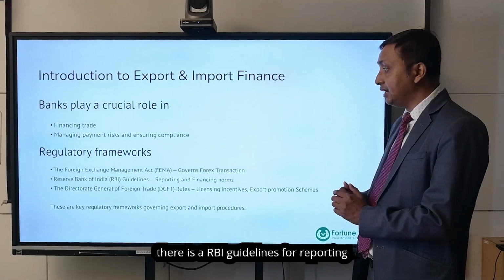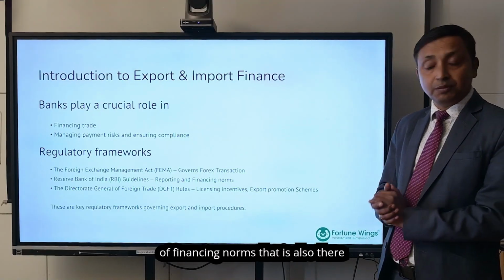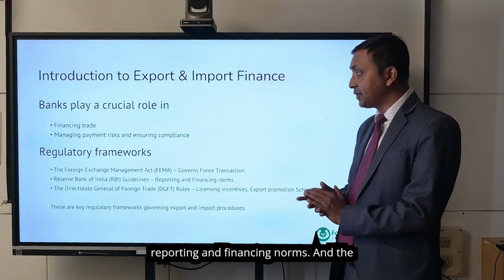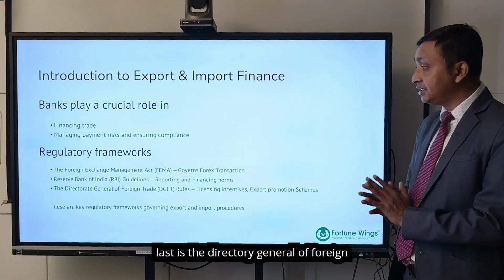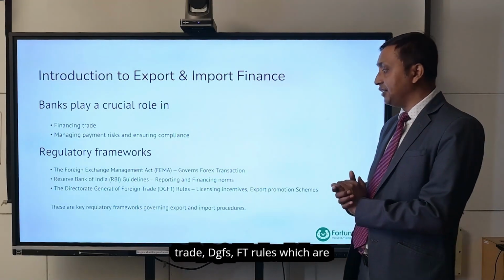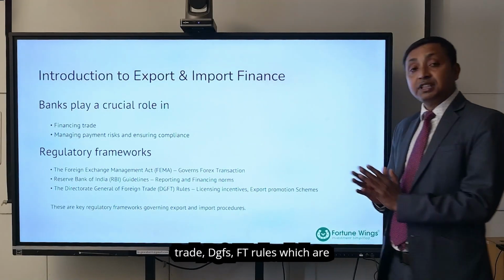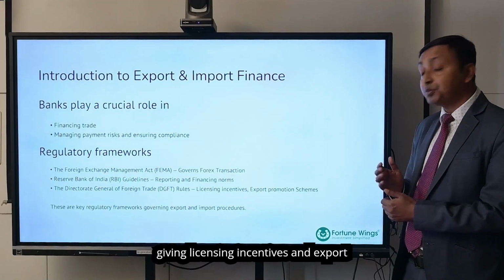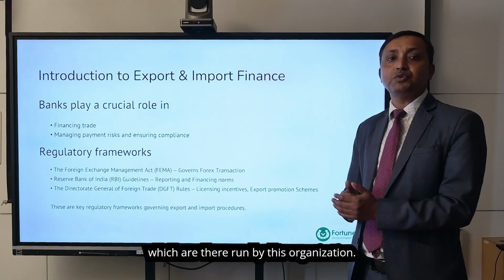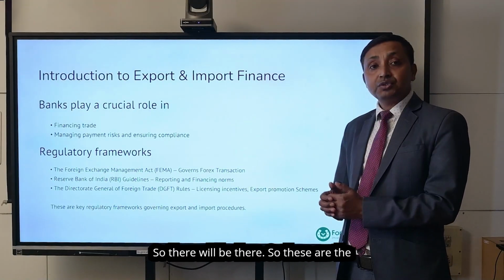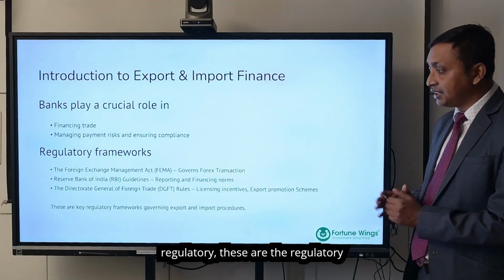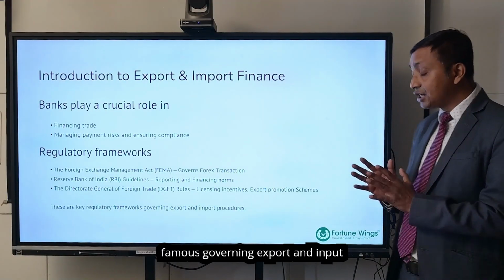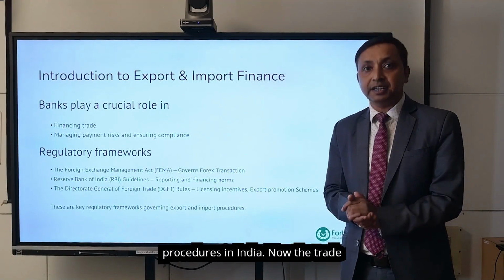Again, there are RBI guidelines for reporting and financing norms. That is also there. And the last thing is the Directorate General of Foreign Trade (DGFT) rules, which provide licensing, incentives and export promotion schemes. There are many schemes run by this organization. So these are the regulatory bodies governing export and import procedures in India.